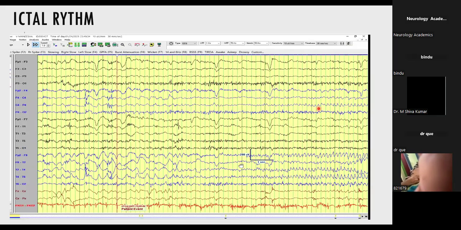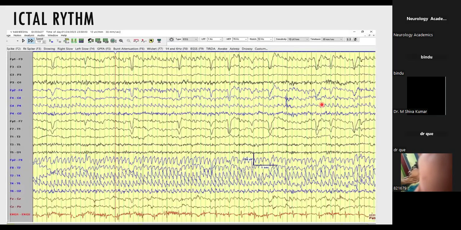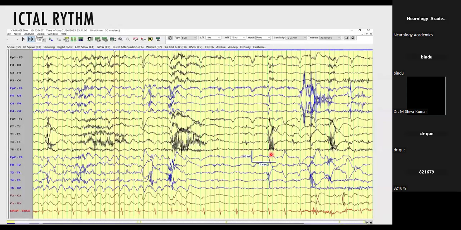Later, the rhythm is evolving in the right temporal region and also the centroparietal region. And then it is evolving to delta rhythm. When the patient recovers, it has evolved into a delta.